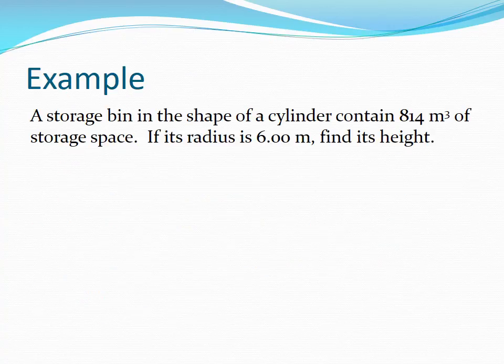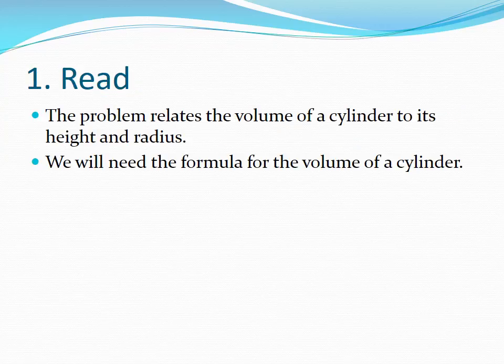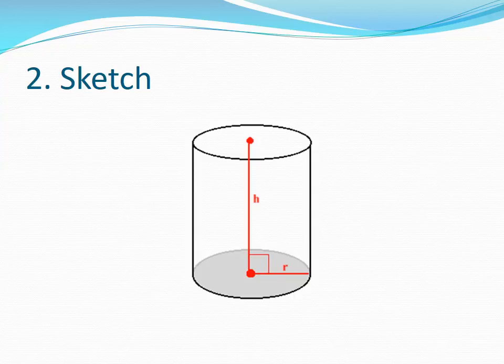In this example, a storage bin is in the shape of a cylinder containing 814 cubic meters of storage space. If its radius is 6.00 meters, find its height. Step 1. Read the problem carefully. The problem relates the volume of a cylinder to its height and radius. We need to know the formula for the volume of a cylinder. We make a sketch so we understand the relationship between height and radius.